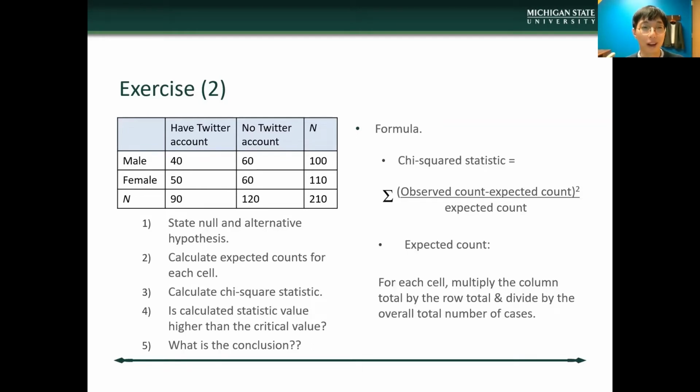So let's do the practice. Okay, so I think all of you did a really good job at conducting this kind of chi-square test. And I will show you a more detailed step-by-step process of how to conduct this chi-square test.